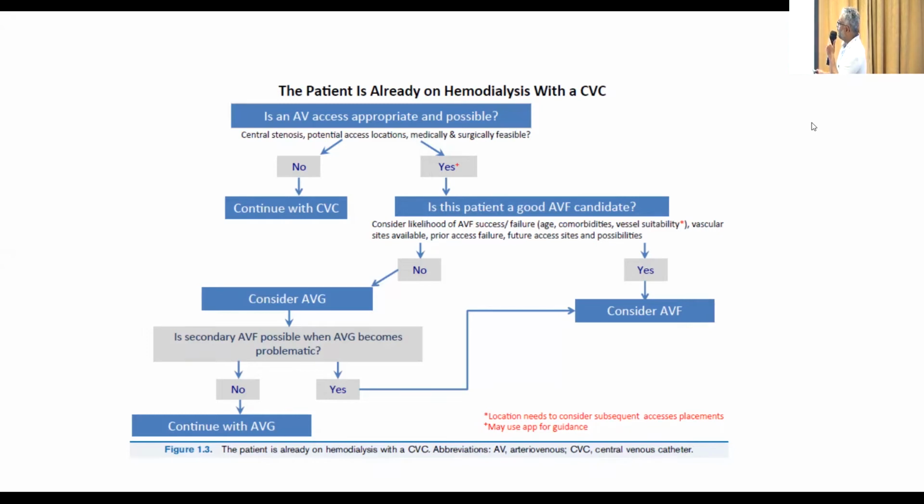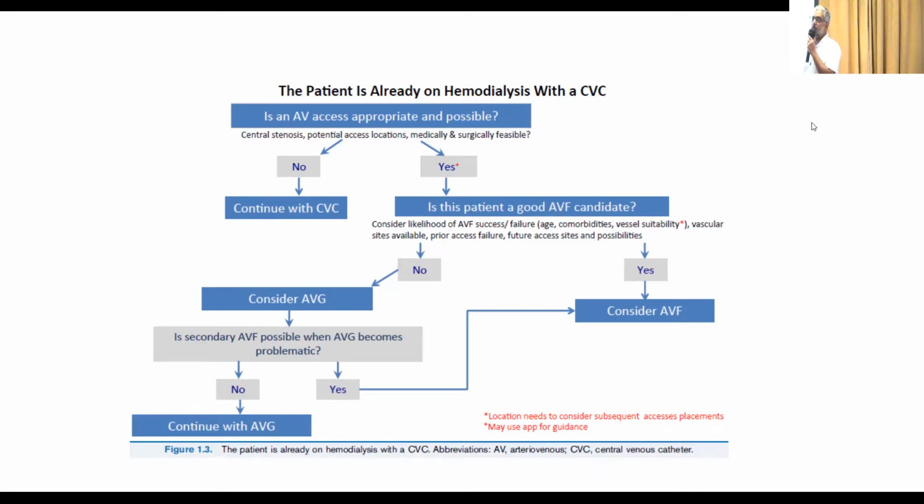So let's say a patient was started with a CVC, and then you check if your AV access is appropriate. There's no central stenosis, there's potential, vessels. Then go ahead and do a fistula. But if you have all these other issues, which we usually have, you have already central stenosis, the veins are quite small, then you can continue with your tunnel catheter. Again, reassess this every time the patient comes to you.